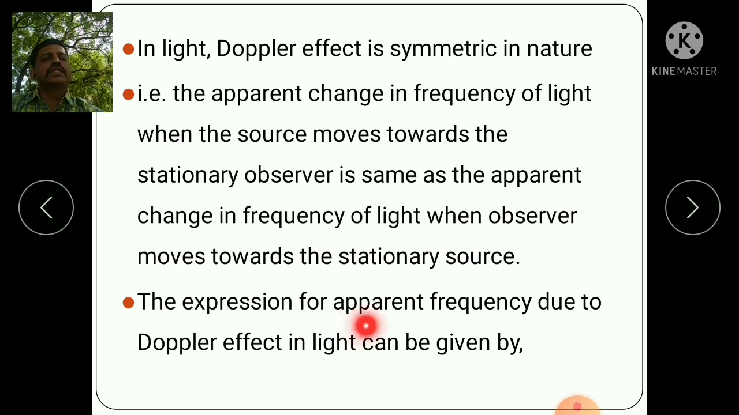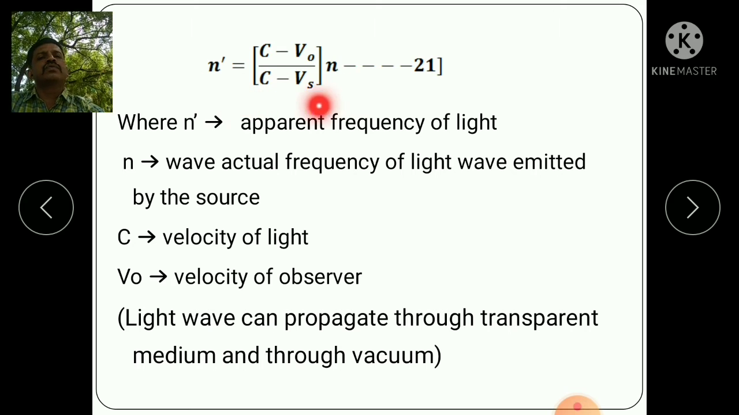The expression for apparent frequency due to the Doppler effect in light can be given by n dash equal to (c minus v0) upon (c minus vs) into n, where n dash is the apparent frequency of light, n is the actual frequency of the light wave emitted by the source, c is the velocity of light, and v0 is the velocity of the observer. Light waves can propagate through a transparent medium and also through vacuum.